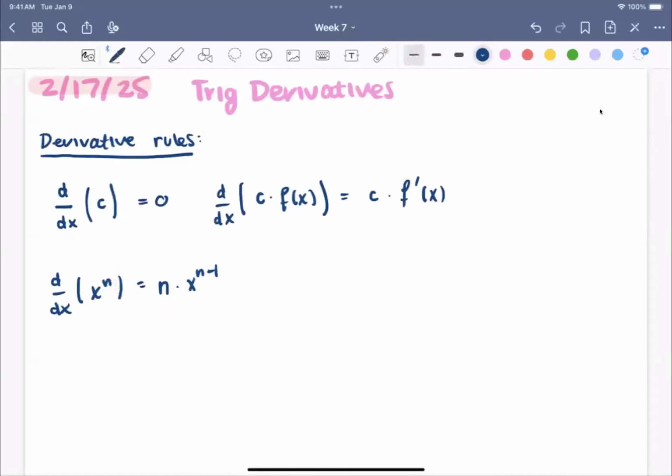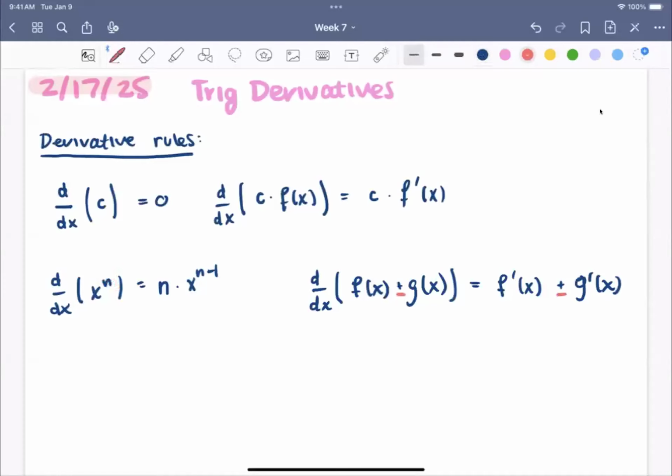We also saw the sum rule. So d by dx of a sum of two functions is just equal to, you take the derivative of each function and add them. And same thing for our difference rule. So I'll just write here, if I instead were subtracting these functions, you would get that.